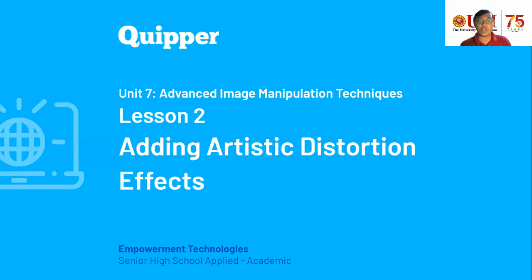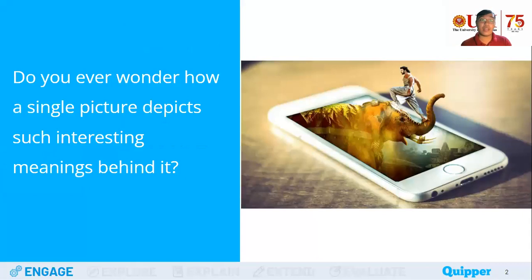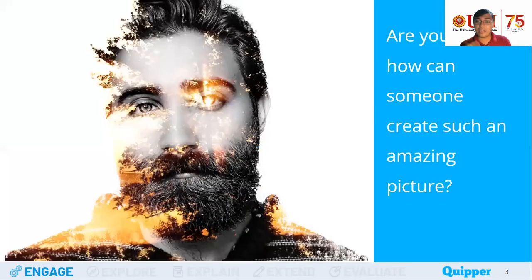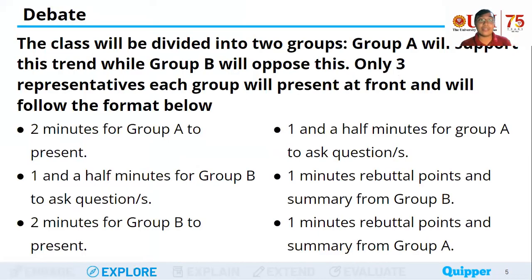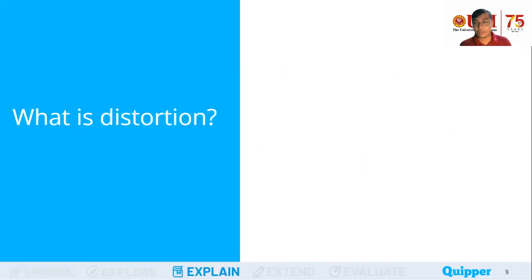So, adding artistic distortion effects. Let's ask ourselves, what's a distortion? Usahay makita ta pictures, how this single picture depicts such interesting meanings. So ginaunsa nila pag-create ang amazing pictures? Kanang nindot kayo nga mga pictures, di ba? When we scroll our pictures sa Instagram, nindot kayo pagka-edit. Okay, so we'll try to discuss this one.